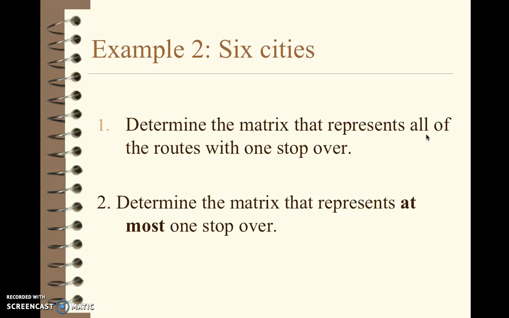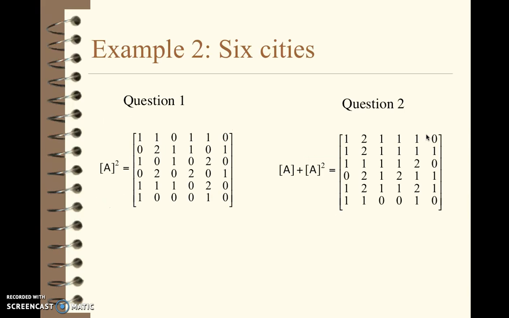And then if we're looking for a matrix that represents at most one stopover, what do we need to do? We need to take our original matrix and add it to the one that has one stopover in it, the one we've squared. Okay, so it's like A plus A squared, if that makes sense. Okay, and that gives us the information we need to determine what our route matrix looks like, to determine at most one stopover between each of these cities.